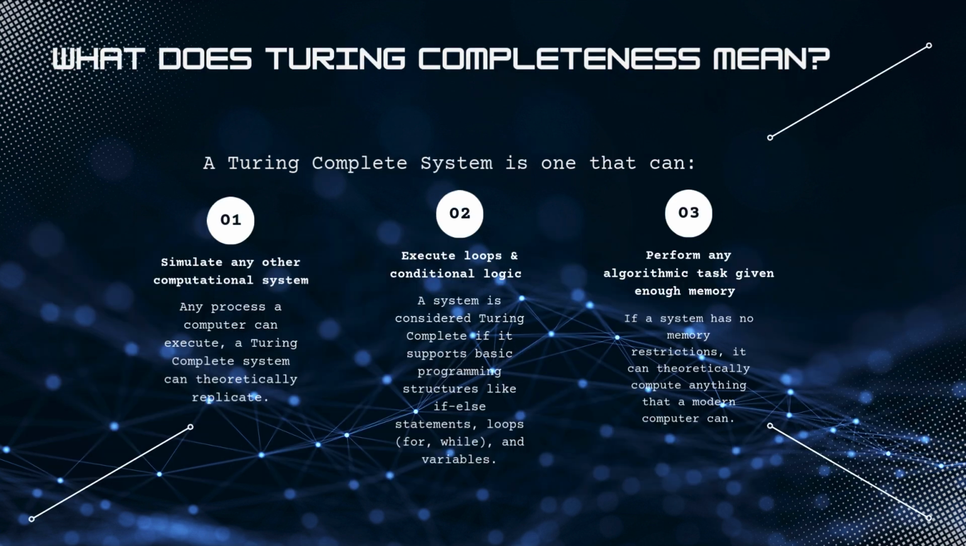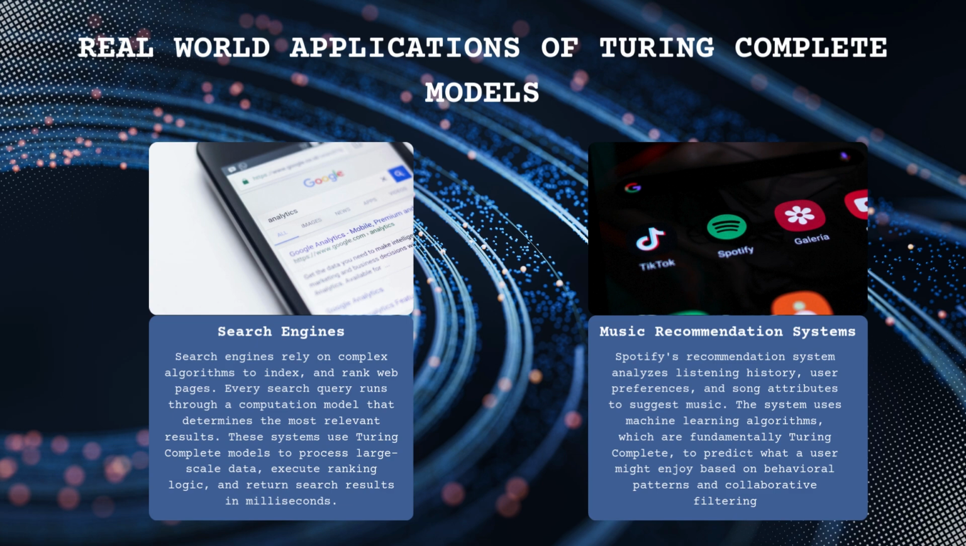Working principle. The machine reads a symbol, processes it based on the state and transition function, and moves the head left or right. Real-world applications of Turing-complete models. Search engines. Search engines rely on complex algorithms to index and rank web pages. Every search query runs through a computation model that determines the most relevant results. These systems use Turing-complete models to process large-scale data and execute ranking logic and return search results in milliseconds.